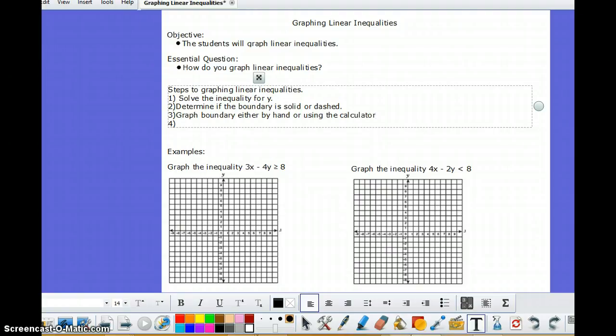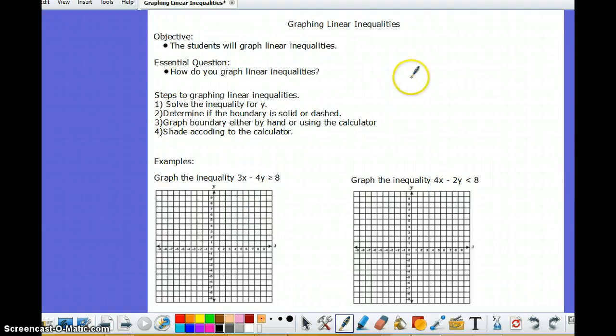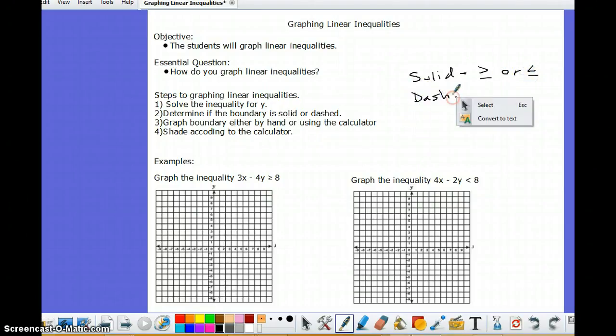And then we want to shade according to the calculator. Alright, so that's what we're going to be doing within this lesson. Making sure that you guys can do those items. Alright? So, getting back to our solid or dashed. If it's going to be a solid line, it's going to be greater than or equal to or less than or equal to. If it's going to be a dashed line, that means it's either greater than or less than, no or equal to.